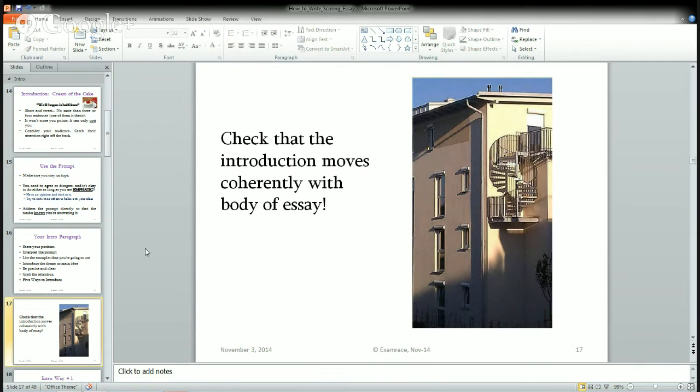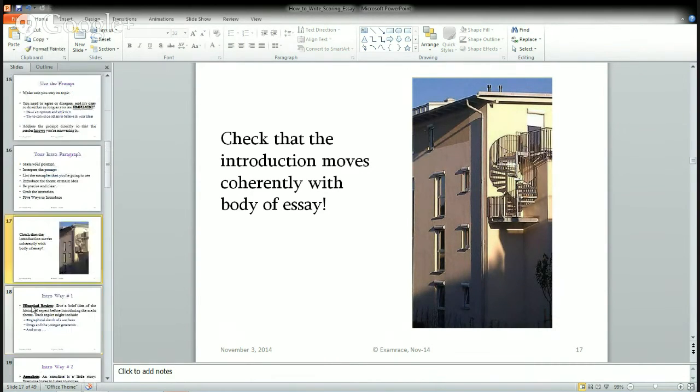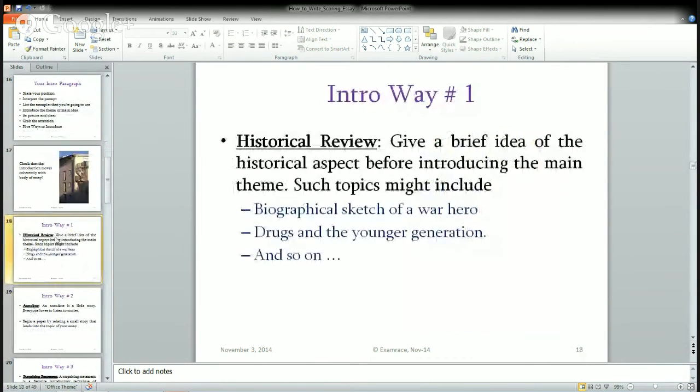Now there are 5 fundamental ways that we usually talk about where we can introduce an essay. The first way is I can provide a historical review.